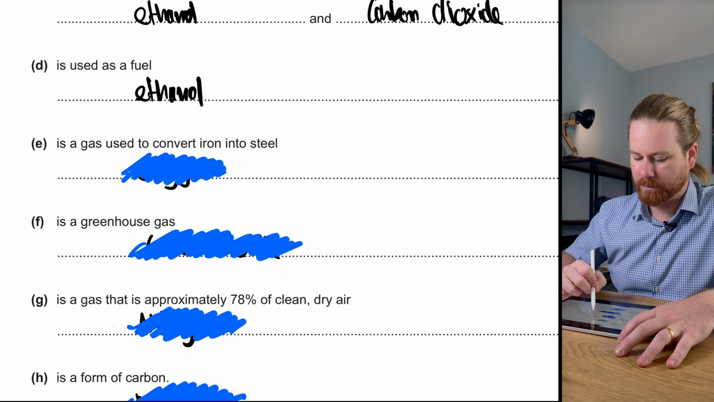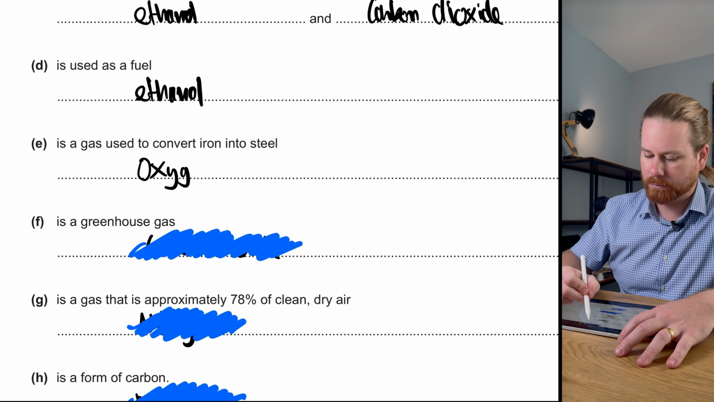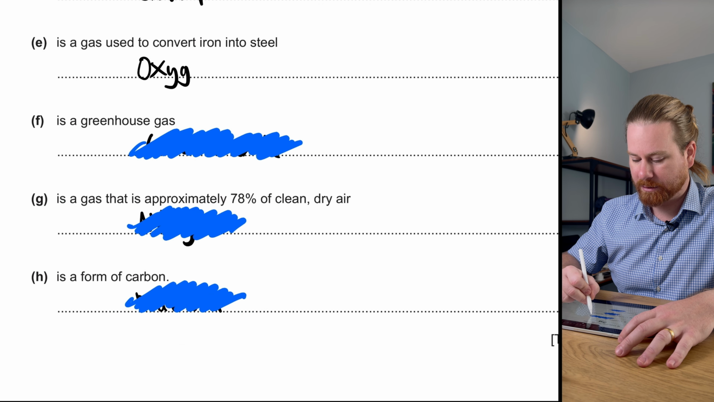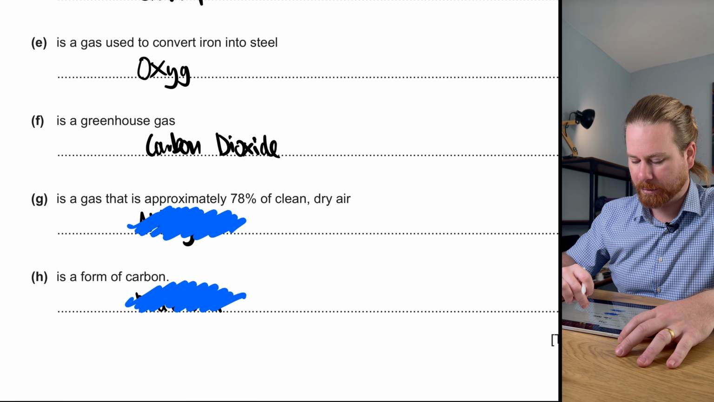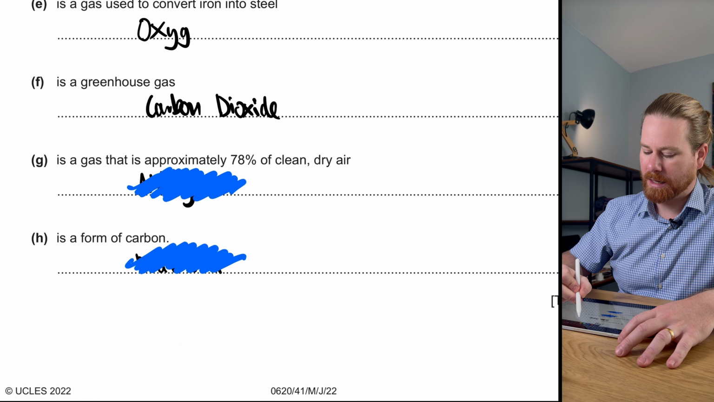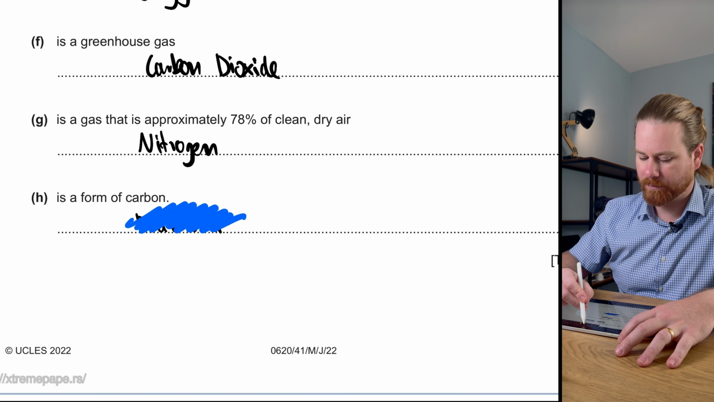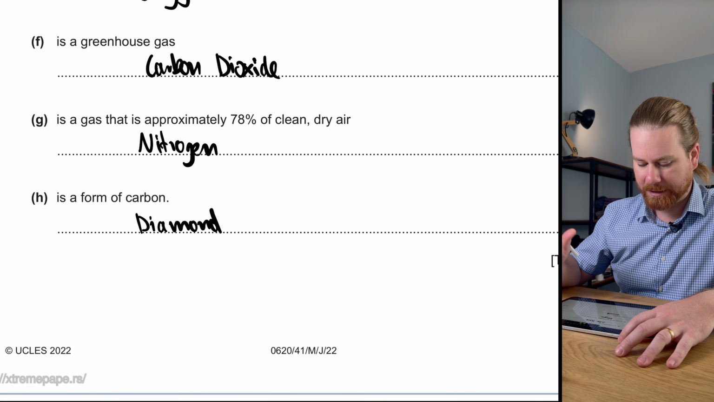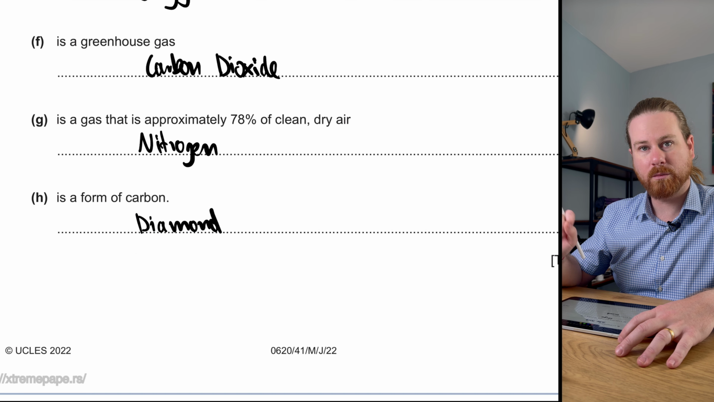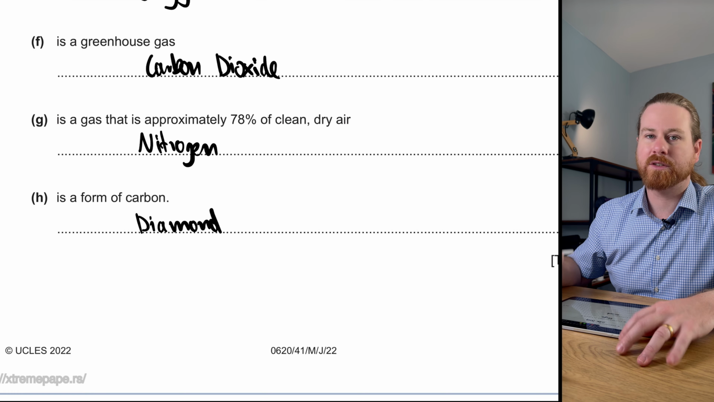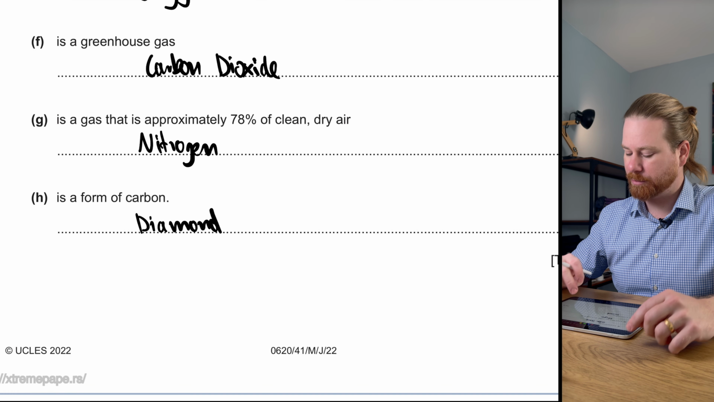The gas used to convert iron into steel is oxygen. A greenhouse gas: carbon dioxide, very popular choice today. This should be nitrogen, making up most of the air. And finally, diamond is a form of carbon. This one can't be carbon dioxide because that's a molecule. Diamond is a form of just pure carbon.